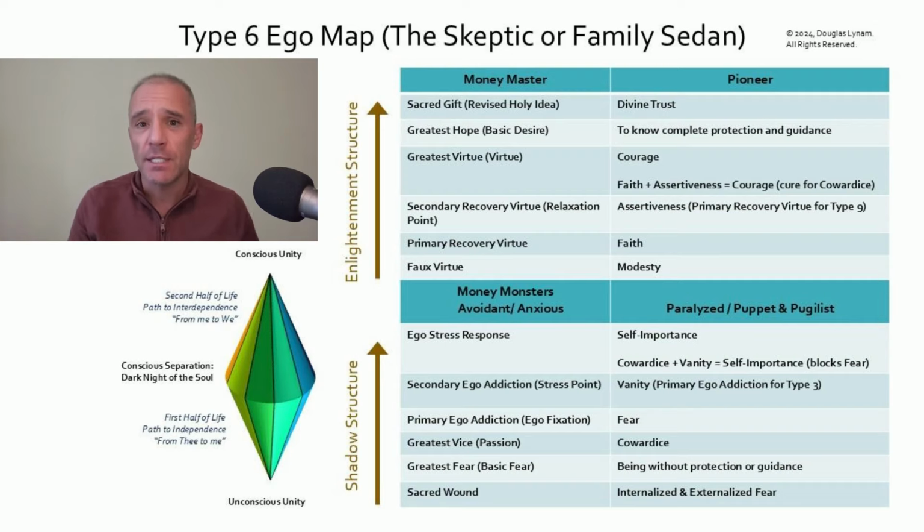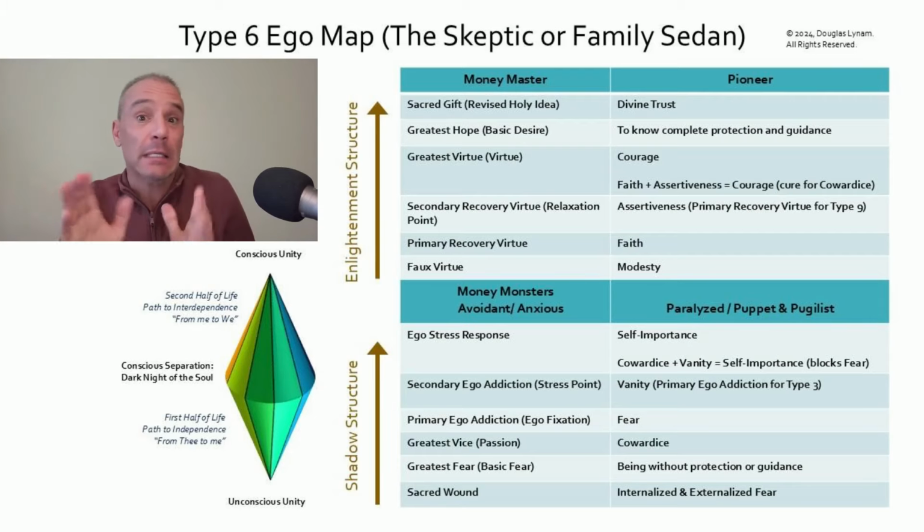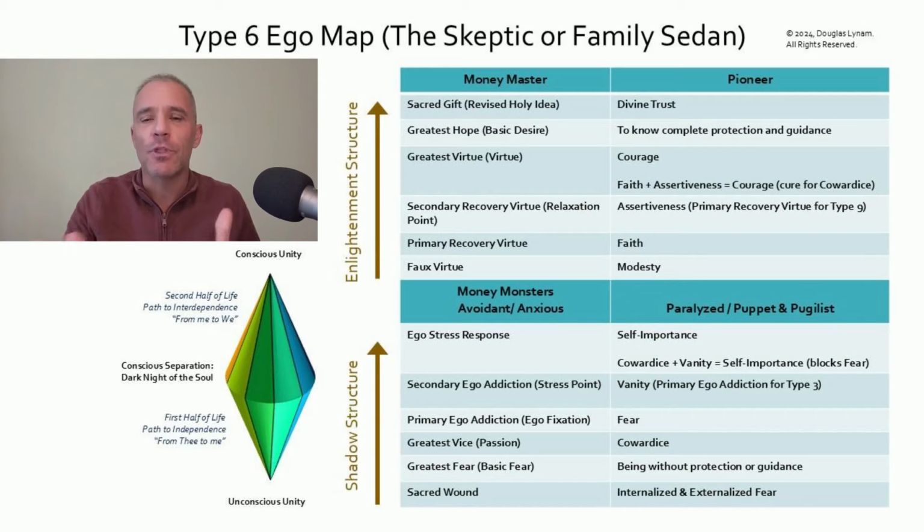So modesty for a 6 can reinforce their fear and their cowardice, which is the core piece of the shadow for the 6. So something to be careful of, that you aren't hiding your light under a bushel and saying, well, I don't know. It's being able to step forth in courage, in your true power, in your true confidence, to be able to bring for yourself the security and the safety that you've been looking for, rather than always seeking it from others.